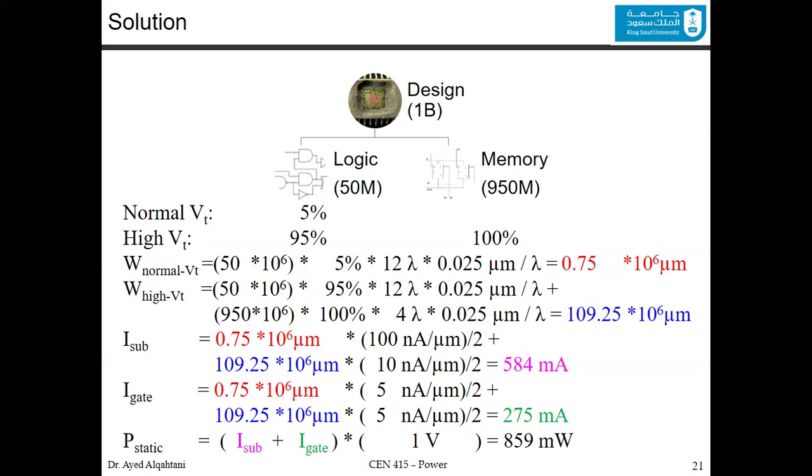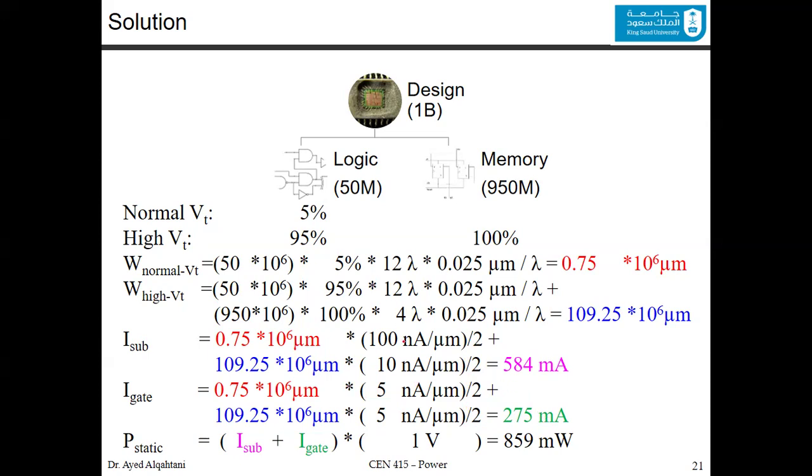Now for the gate current, we do the same, but now we have only one current, which is 5 nanoampere per micrometer. Sometimes the question gives you a different current for a thin gate oxide and another current for a thick gate oxide. So if you have a different breakdown, you will multiply by the corresponding current. Here we have 5 nanoampere per micrometer for both of them. You divide it by 2 also to get the result, which is 275 milliampere.